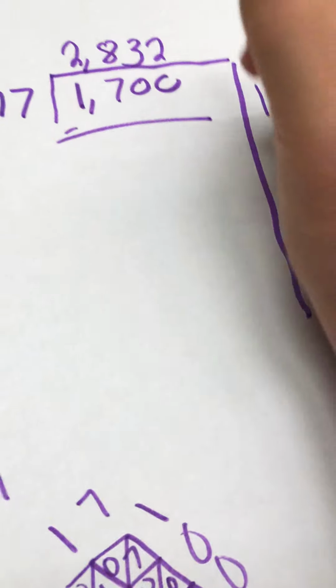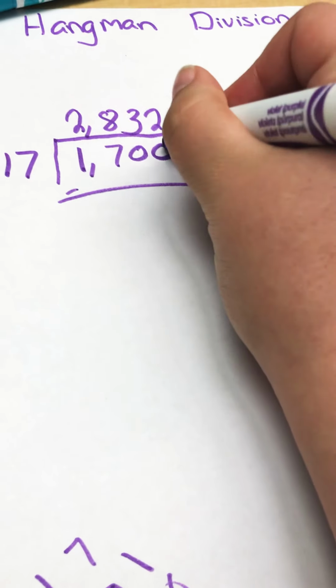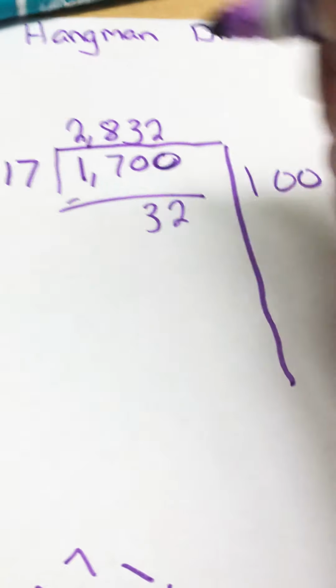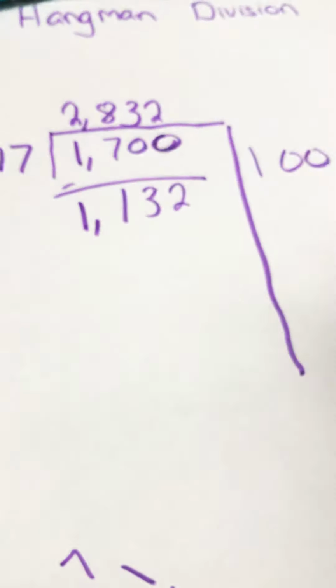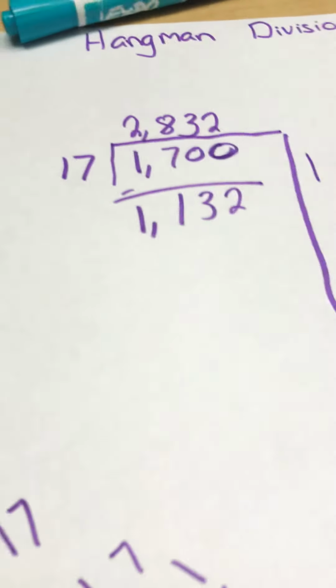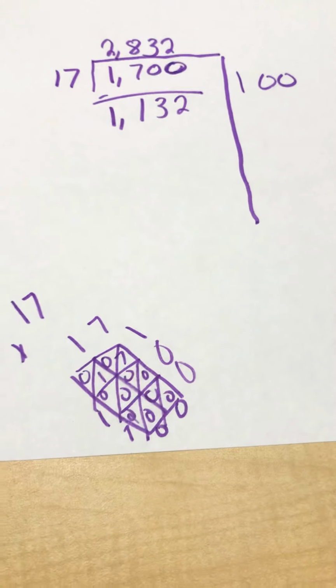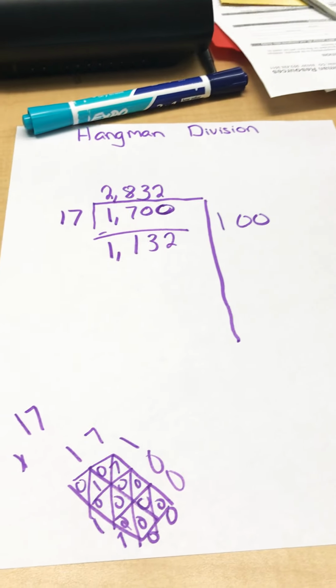And now we're going to subtract. So 2 minus 0 is going to be 2. 3 minus 0 is 3. 8 minus 7 is 1. And 2 minus 1 is also 1. So we're left with 1,132. So looking back, I know we can't do another 100 because that would be way too close.